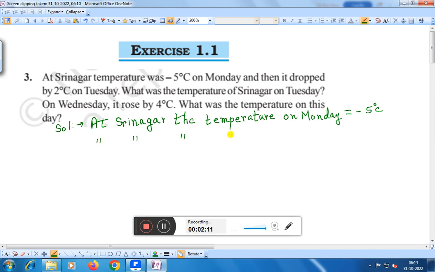Therefore, at Srinagar, the temperature on Tuesday. On Monday, the temperature was minus 5 degrees centigrade.